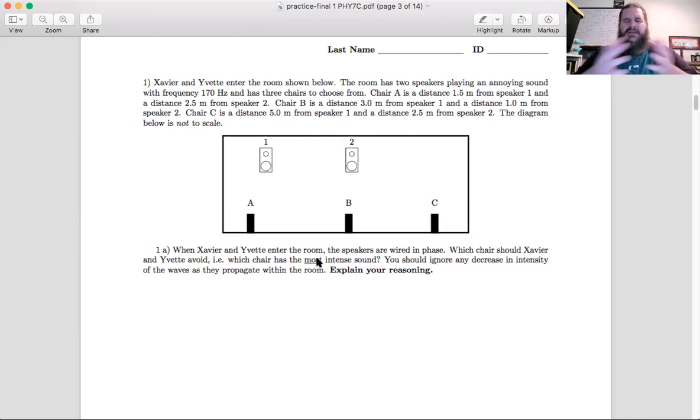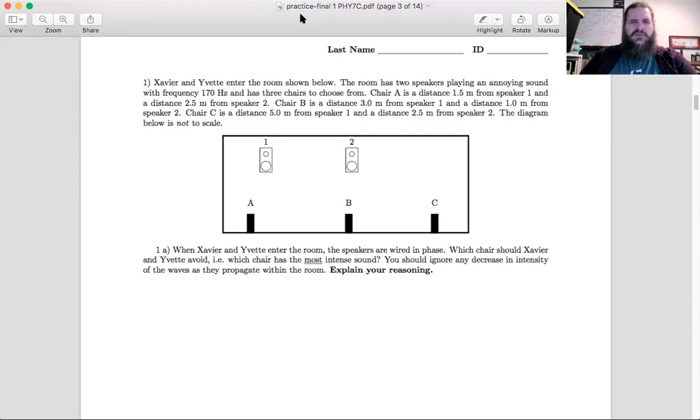I mean, technically, yes, the further you get from the source, the quieter it's going to be. But this one specifically says ignore any decrease in intensity of the waves as they propagate within the room. We're not talking about getting quieter as you get further away. We're talking about loudness and quietness as a result of interference. So if we want the most intense sound, what type of interference should we be looking for? Yeah, we want constructive interference. So let's see if we can find that.